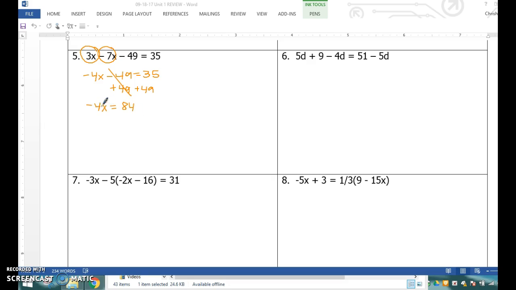The negative 4 and the x are touching, they are multiplying, so let's do the opposite. Divide by negative 4, divide by negative 4. A positive divided by a negative is negative, and 84 divided by 4 is negative 21.